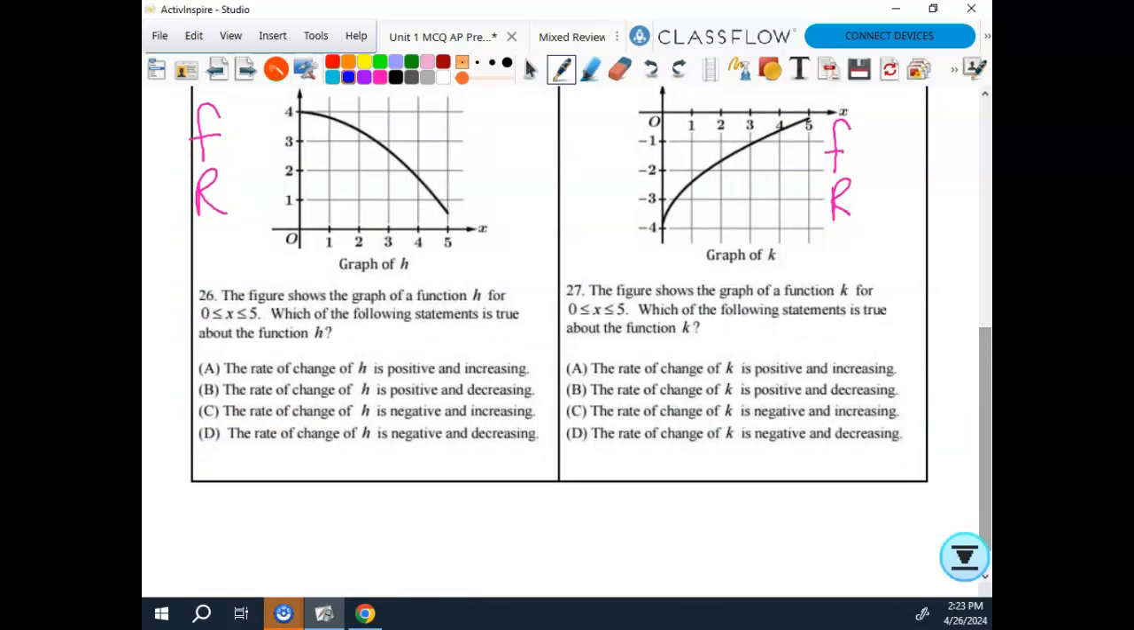Okay, so the function is concave down, it is decreasing, and it is positive, which means the rate is decreasing and negative. So negative and decreasing is D. Oh. You see? Yeah, okay. All right, show me your colors for 27.